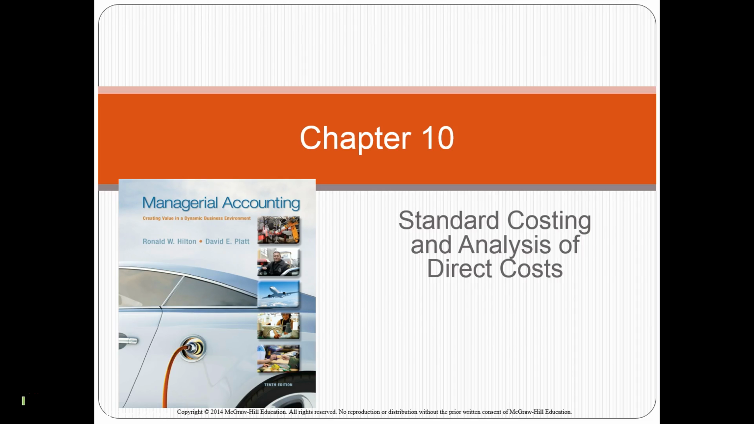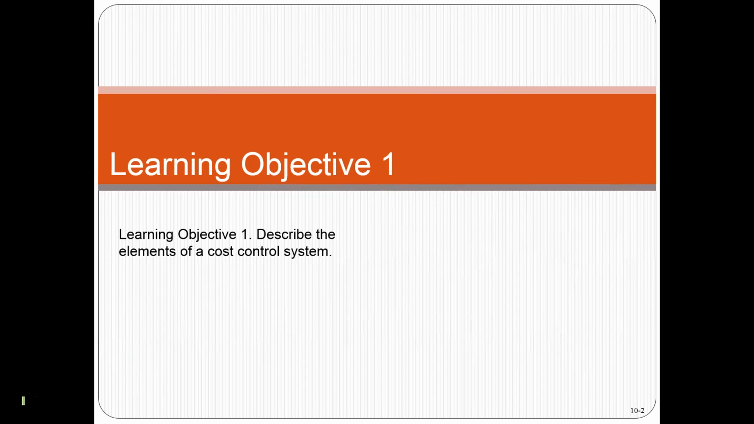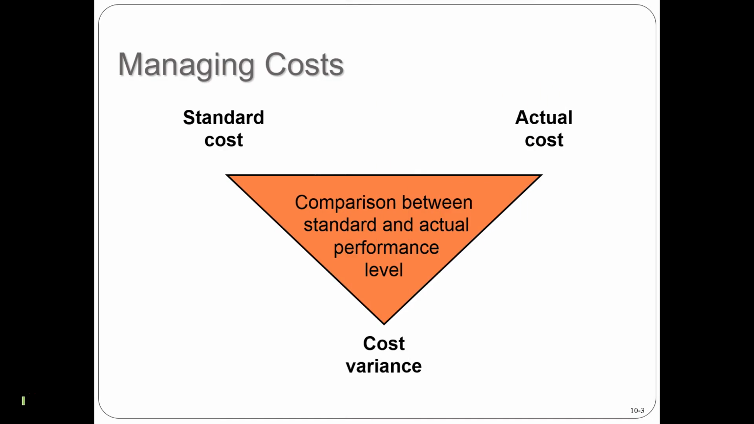Hello, it's Bob Steele. In this lecture, we will talk about Chapter 10, Standard Costing and Analysis of Direct Costs. We're going to go to objective number 1, describe the elements of a cost control system.